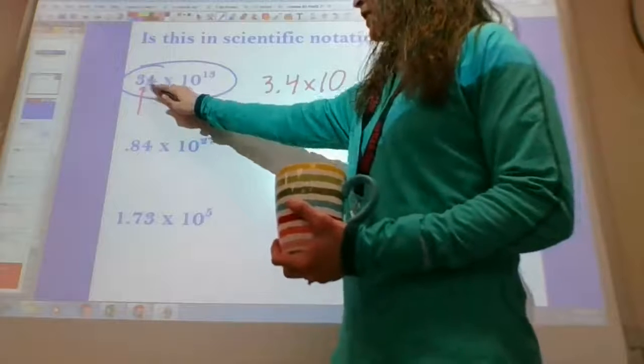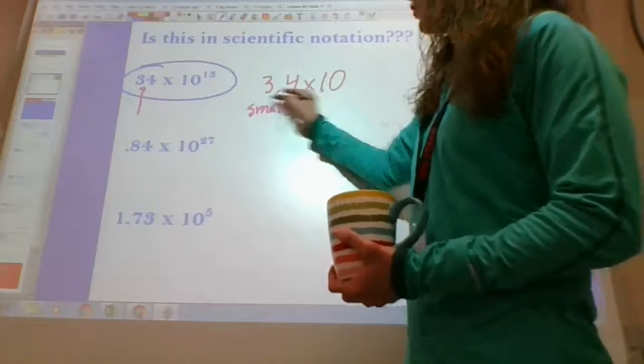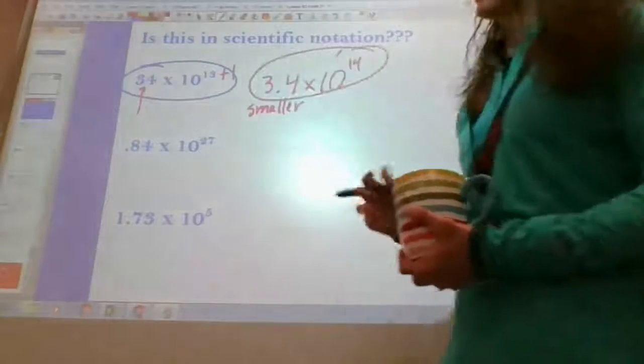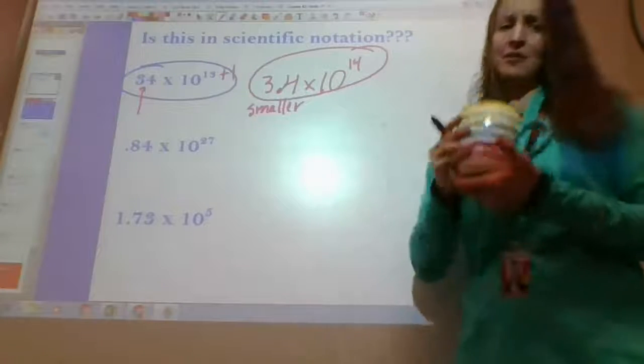Well, did you make this bigger or smaller? I hope all you guys would say we made that number smaller. So then you have to make this larger by 1, and you have that, and then it's in scientific notation. The decimal always has to go after your first non-zero.